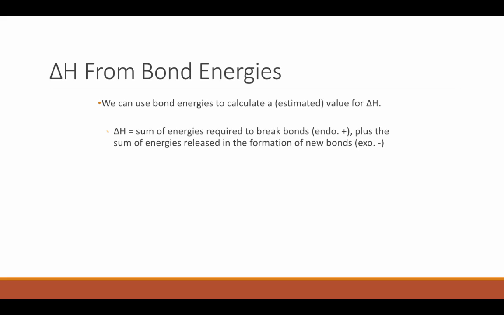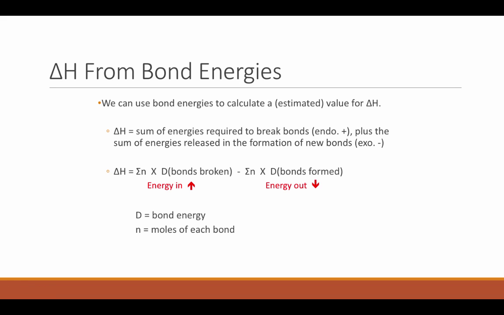The delta H essentially is the sum of the energies required to break reactant bonds plus the sum of the energy released in the formation of new product bonds. Written in equation form, here we see the sum of the bonds broken minus the sum of the bonds formed. Breaking bonds, recall, requires the input of energy, whereas bond formation is accompanied by a release of energy. Notice I've written this as negative here, since our energy out will always be a negative term. So I'm essentially adding the energy in and the energy out. It's just that energy out will be negative.